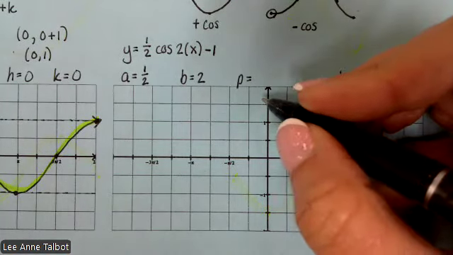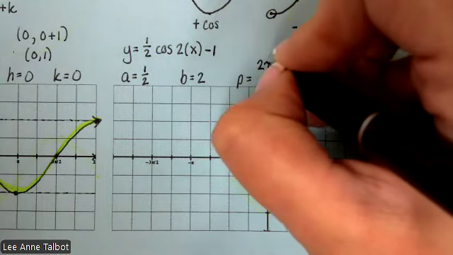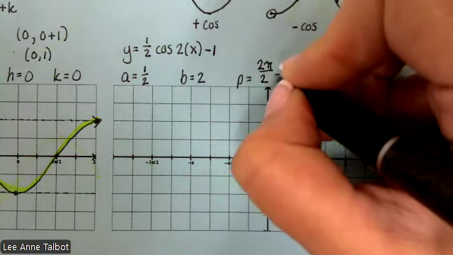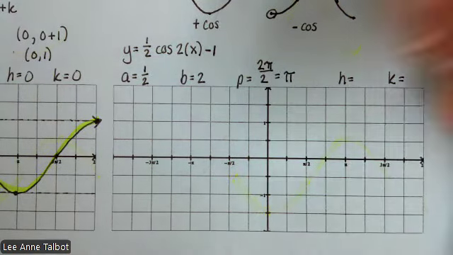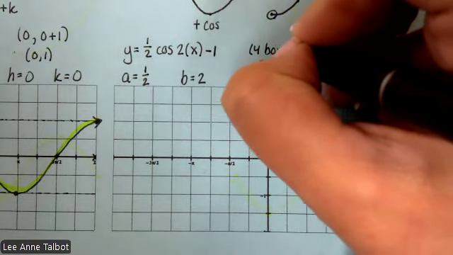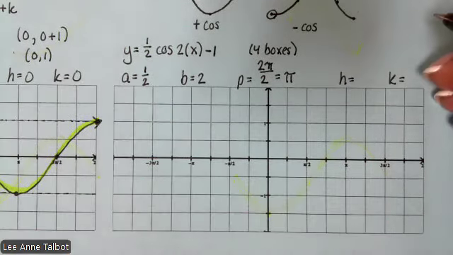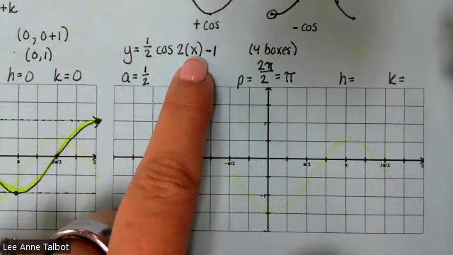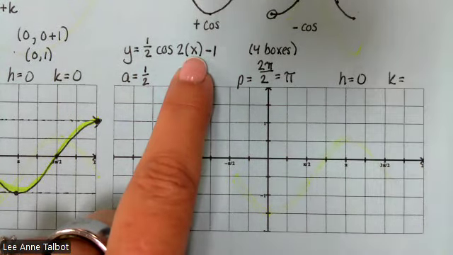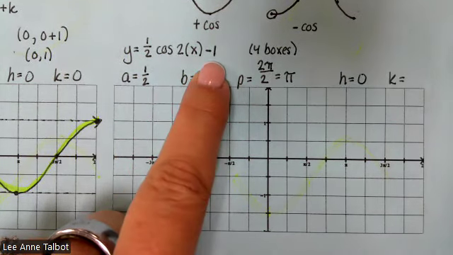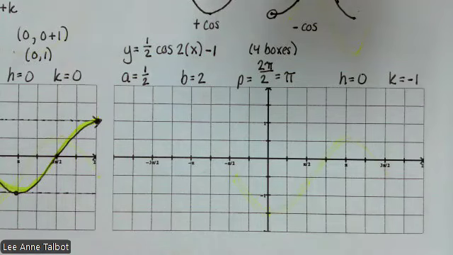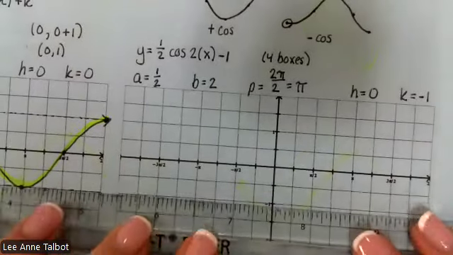How do I find the period? Yep, 2 pi divided by whatever B is, which is 2 in this case, which is pi, which is 4 boxes on this graph paper. Okay, there's nothing else in the parentheses of the X, so H is 0, and K is off the end, which is -1. Does that make sense to everybody? You guys good?